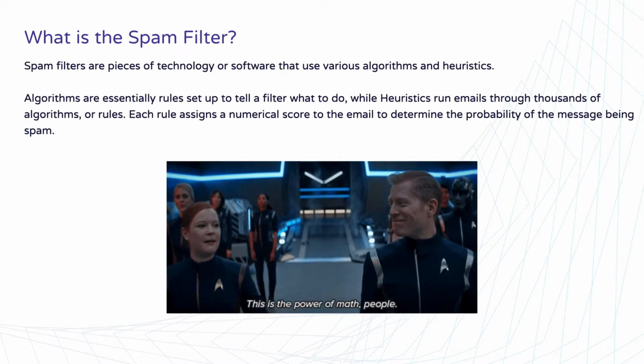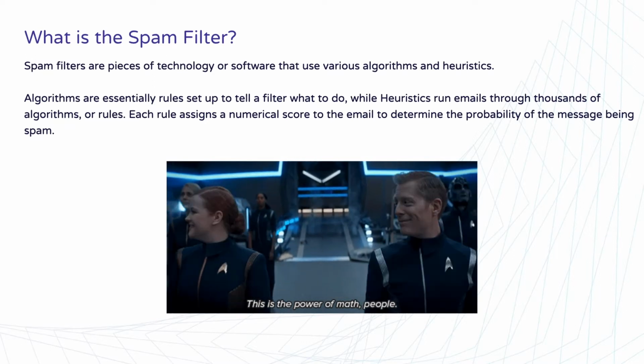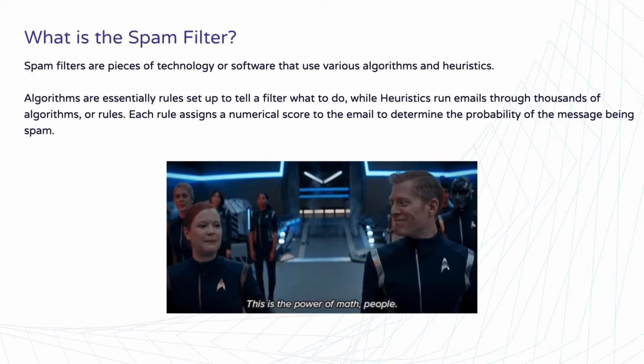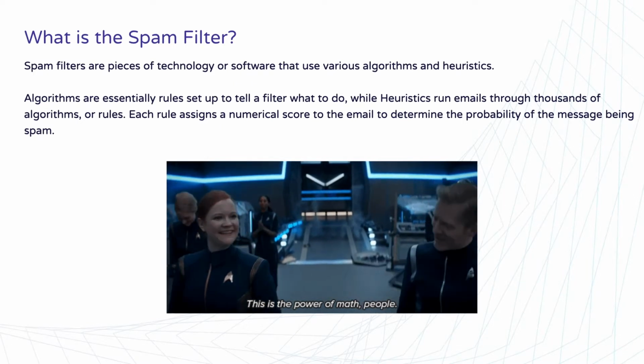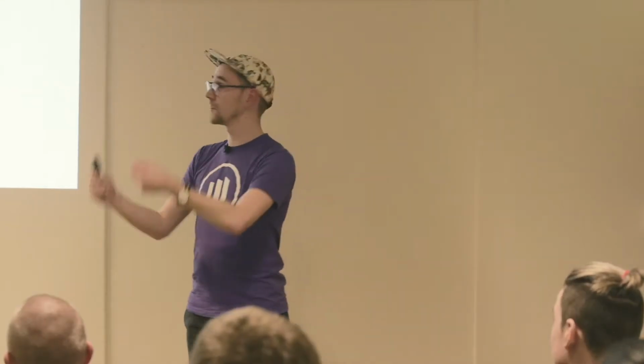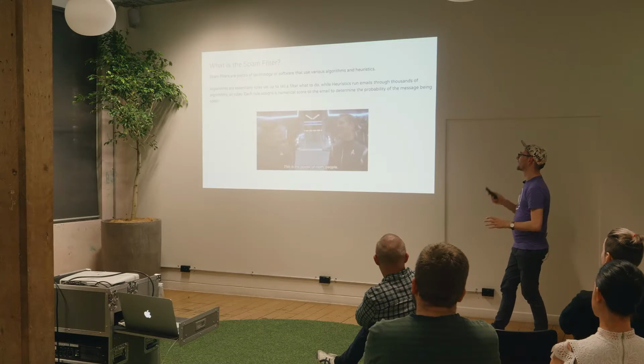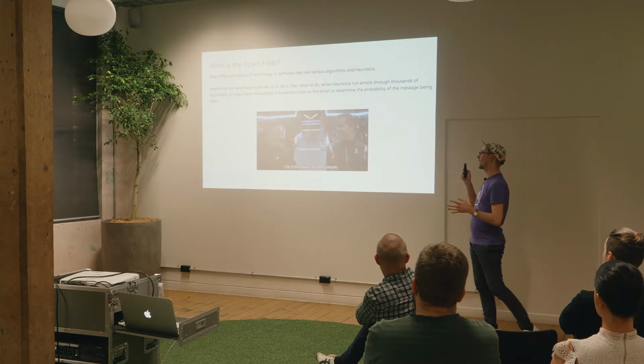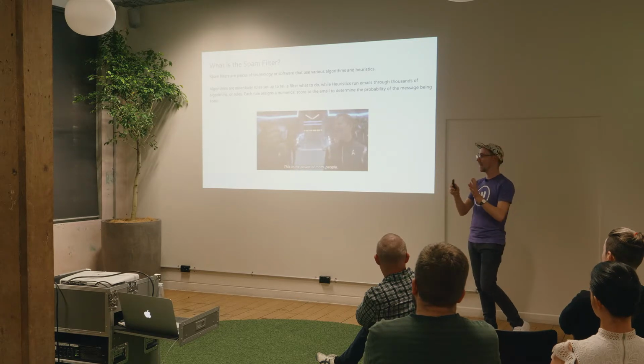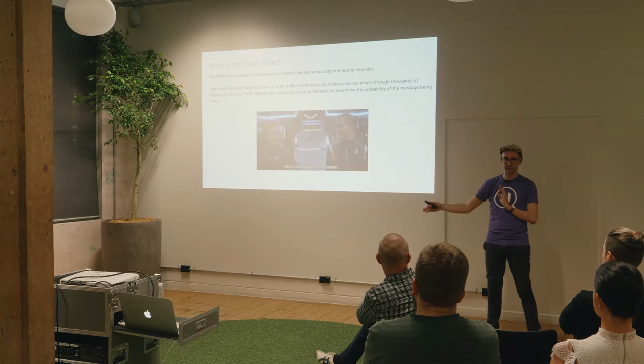What is the spam filter? These are pieces of technology or software that use a whole bunch of algorithms and heuristics. The algorithms essentially tell a filter what to do, while the heuristics essentially run the email through thousands of these algorithms, which then apply a score that totals up to determine the probability of whether or not the email is spam. Between these two things, that's what's going to help determine whether or not the email is going to hit the inbox.